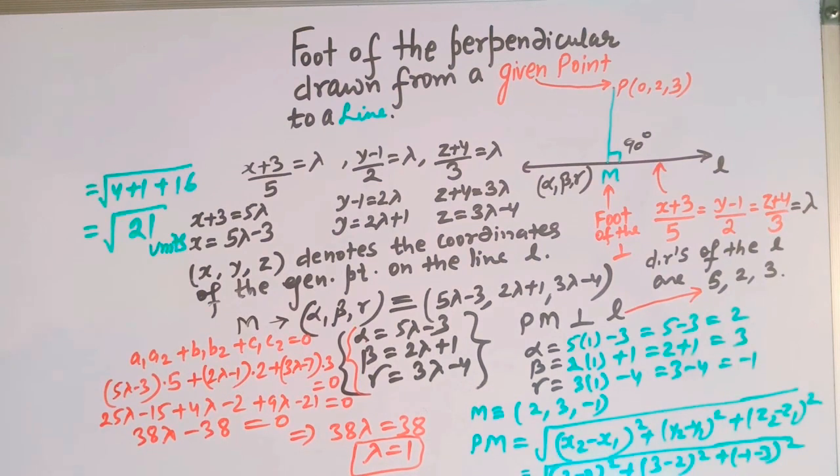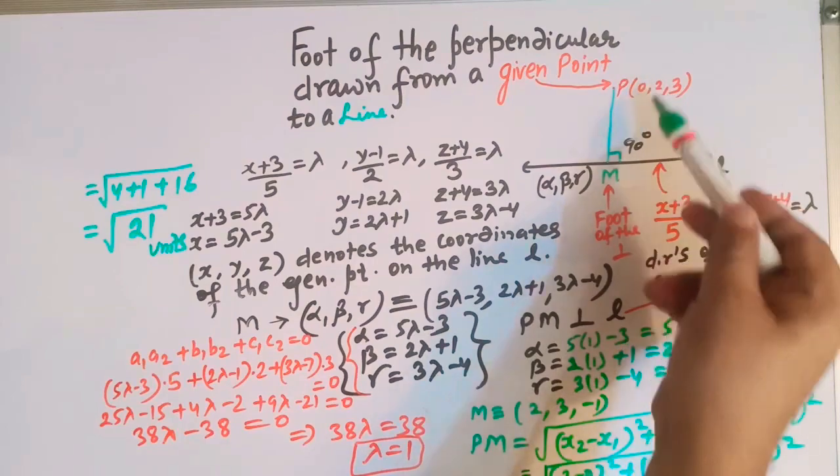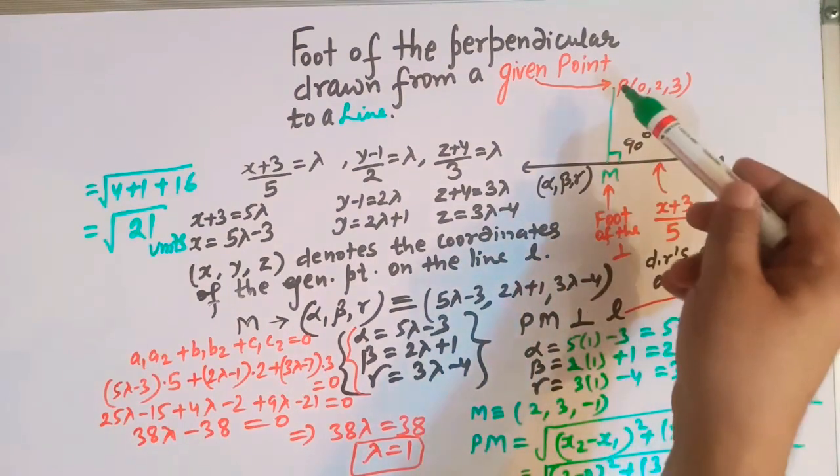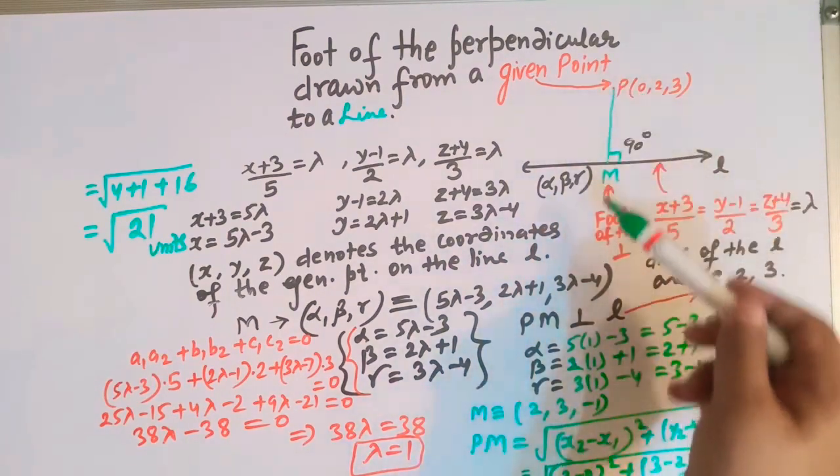So viewers, this is how we proceed, and this is the method to find the foot of the perpendicular drawn from a given point to a given line and to find the length of the perpendicular.